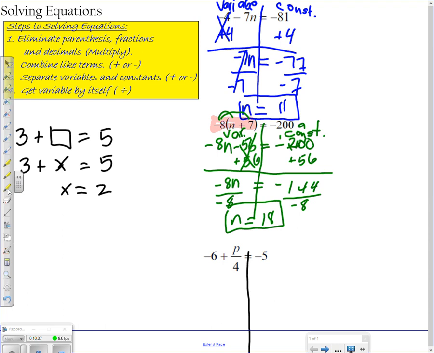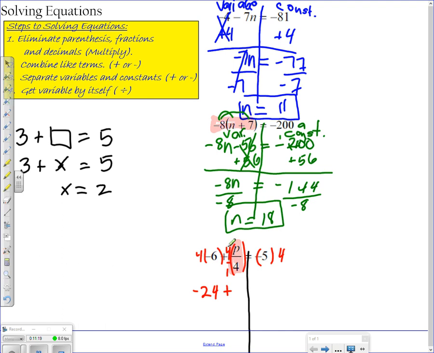I see a fraction. So according to what I gave you, you should be multiplying. So I'm going to multiply by the number in the bottom, by 4. Now when you do it to one of them, you must do it to all of them. These should be multiplied by 4, and these should be multiplied by 4. 4 times negative 6 will give you negative 24. Plus, if that's a fraction, make this a fraction.